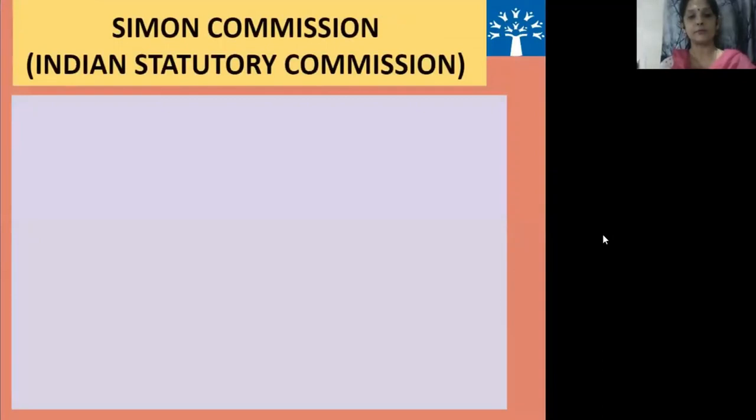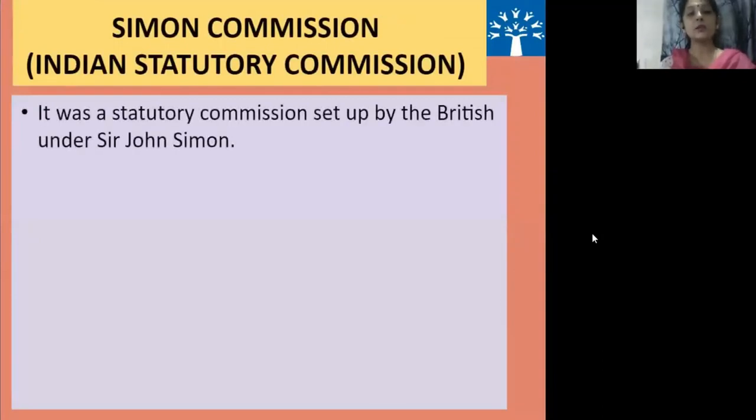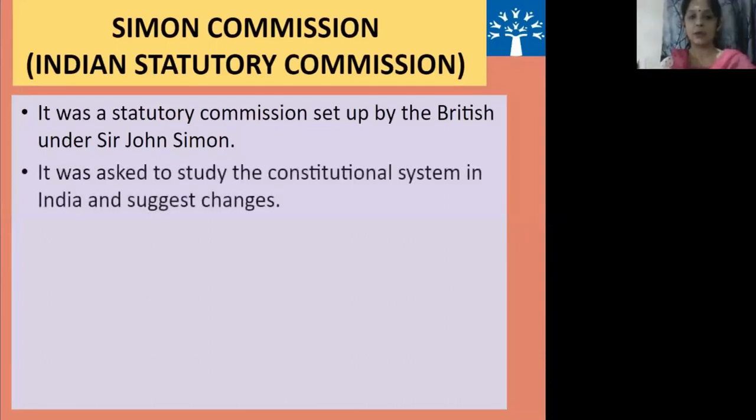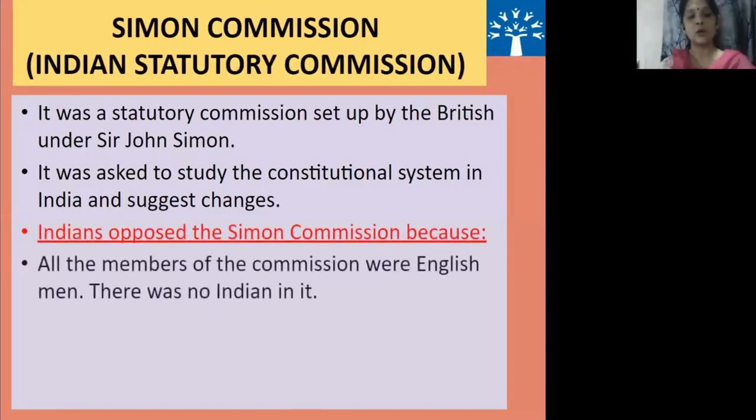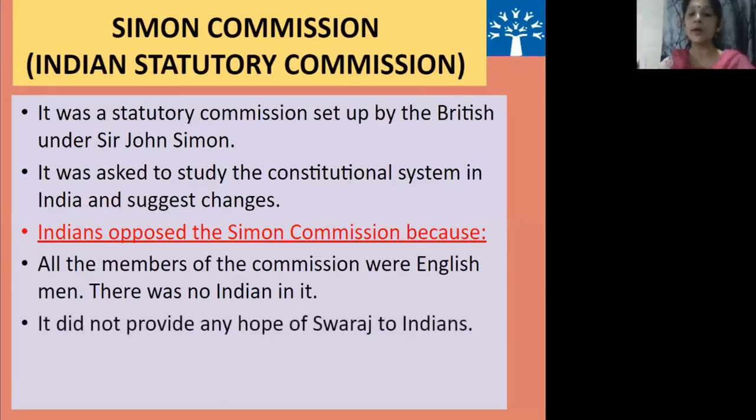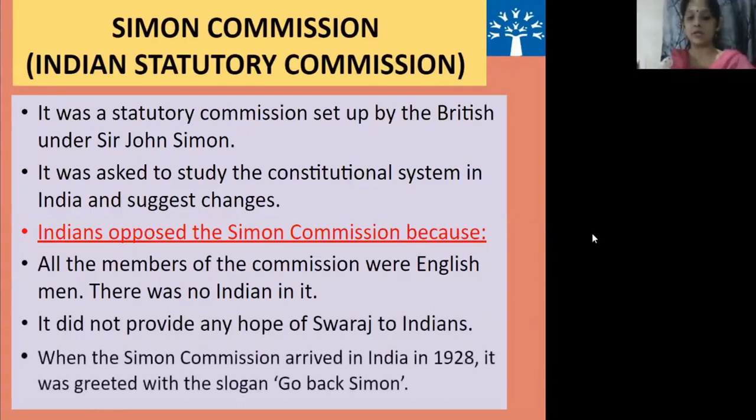Simon Commission. It was a statutory commission set up by the British under Sir John Simon. It was asked to study the constitutional system in India and suggest changes. Indians opposed the Simon Commission because all the members of the commission were Englishmen. There was no Indian in it. It did not provide any hope of Swaraj to Indians. When the Simon Commission arrived in India in 1928, it was greeted with the slogan, "Go back, Simon."